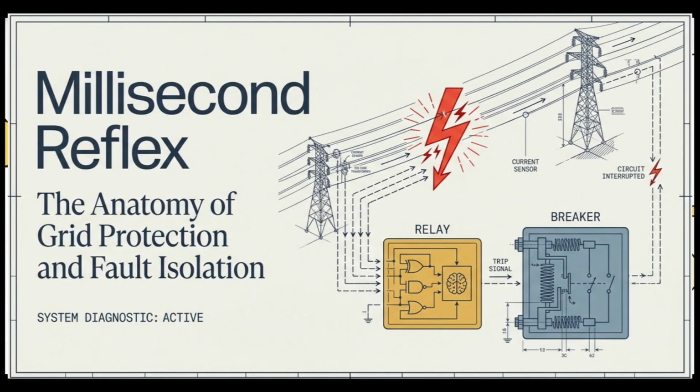So today, we're going to break down the anatomy of a grid crisis. We'll look at how faults occur, how our power system spots them in the blink of an eye, and the extreme engineering required to prevent a total, widespread blackout. Okay, let's jump right into this.